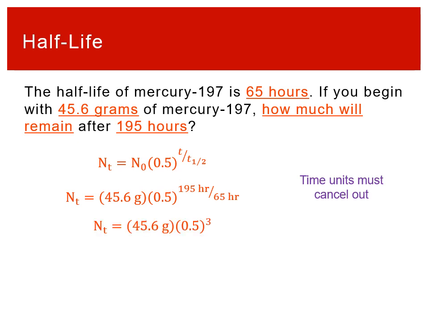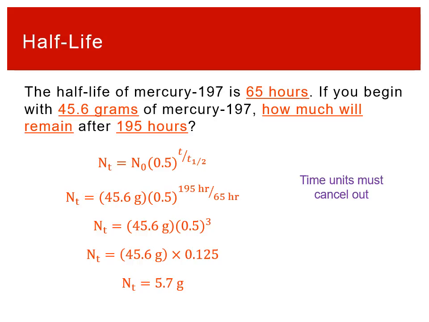But we can evaluate that. 195 divided by 65 is 3. So what this means is that after 195 hours, 3 half-lives have elapsed, right? Each one was 65 hours, and we hit 195 hours, so we've gone through a half-life 3 times. So 0.5 to the 3rd power is 0.125, that's 1/8. And so that gives us that what's left is 5.7 grams.